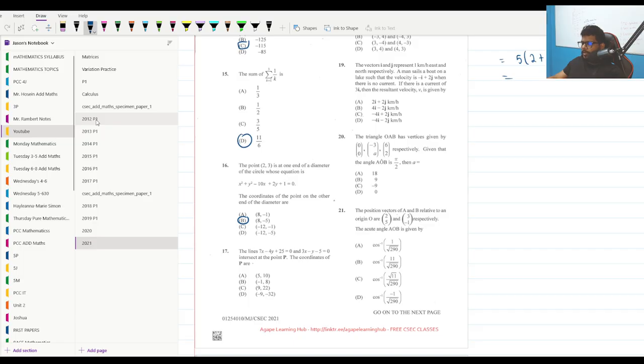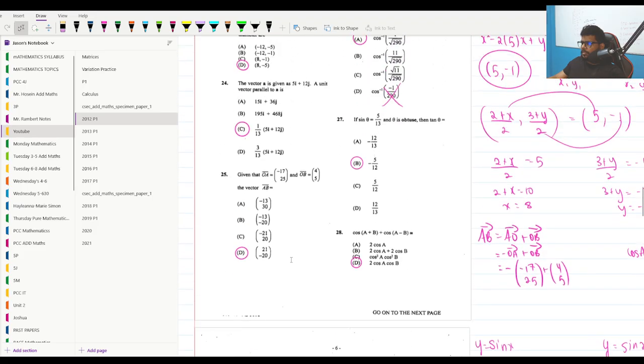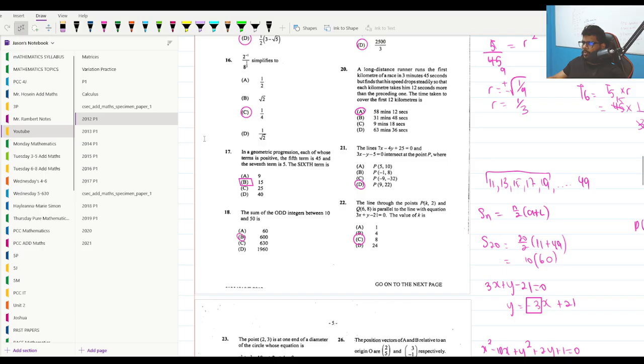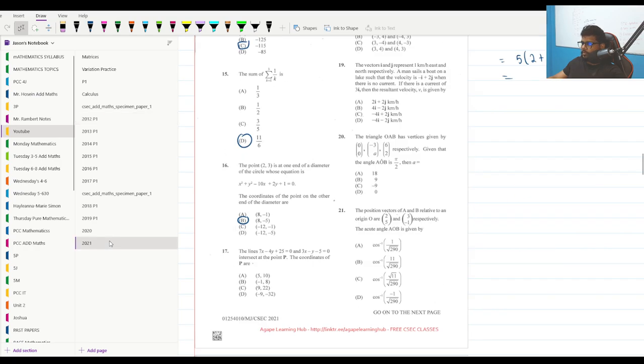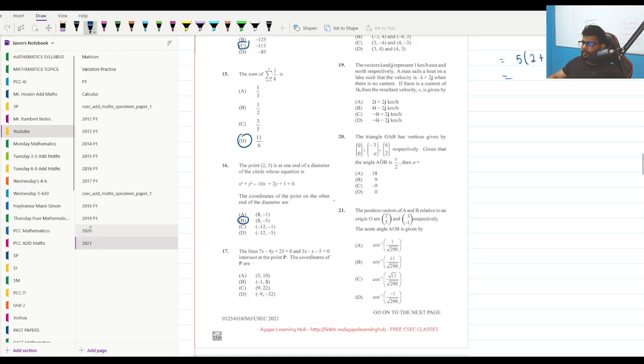7x minus 4y plus 25 and 3x minus y minus 5 intersect at P. They want the coordinates of P, 9, 22. So like I said, you all can go back in the videos where we did the solutions and see the worked solutions for it.